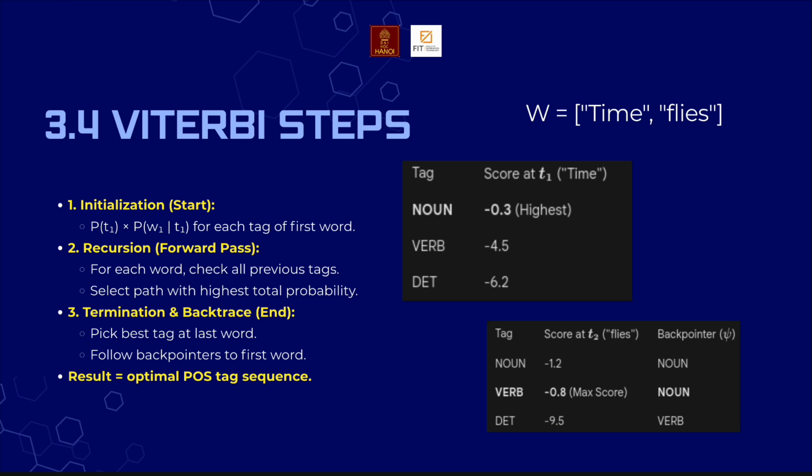Okay, so I will talk briefly about the example here. So you can see the word list here. We have time and fly. Here is the sentence: time flies. We have tokenized the sentence. So we will start from the first step, which is the initialization. So for the first word, the first word is time. Viterbi calculates the starting score for every possible tag. This score combines the initial probability and the emission probability for time, and it will lead to the tag noun. As you can see in the first table here, the noun is bold with minus 0.3, which is the highest.